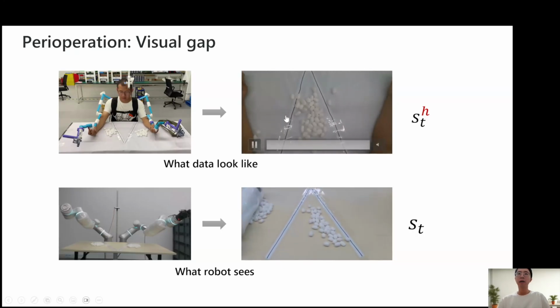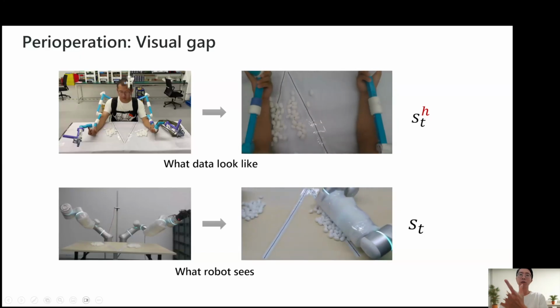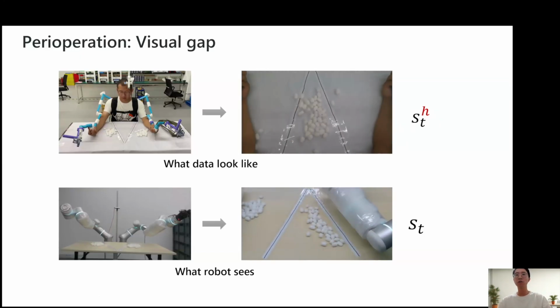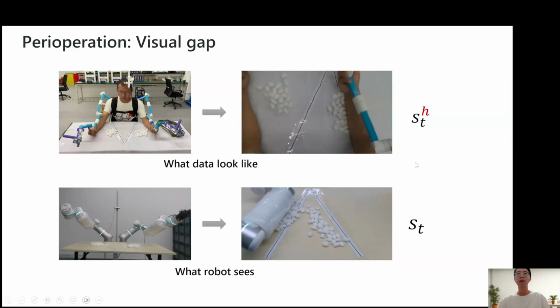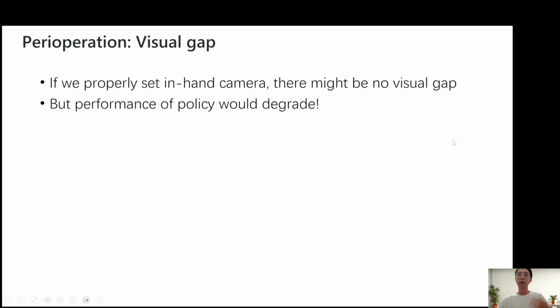So we can see clearly that when we collect the data, it looks like something from the top. So the visual observation is very different from that of the robot. Some people might say, well, if you properly set an in-hand camera, then there might not be any visual gap. That's true. However, the problem of using an in-hand camera, like in the case of the UMI gripper, is that the in-hand cameras could sometimes degrade the performance of the policy.